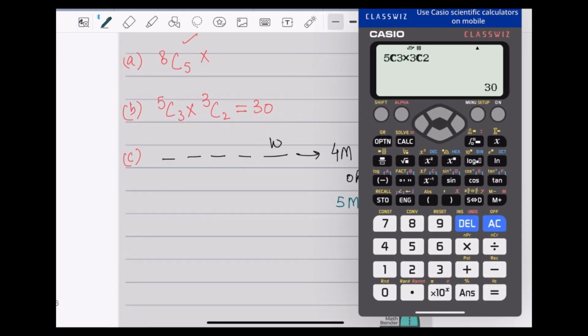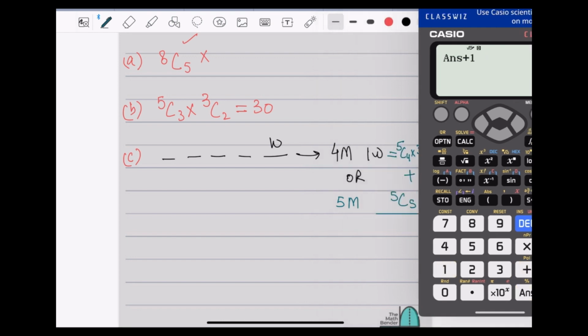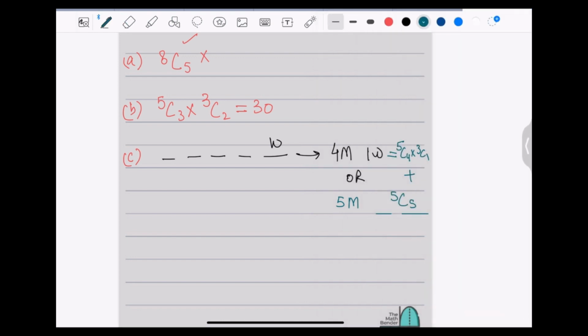So 5C4 times 3C1 plus 5C5 is 1, makes it a total of 16 ways.